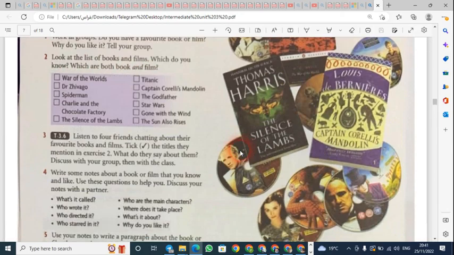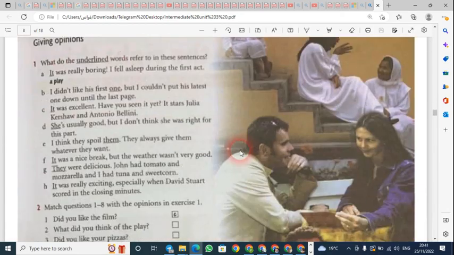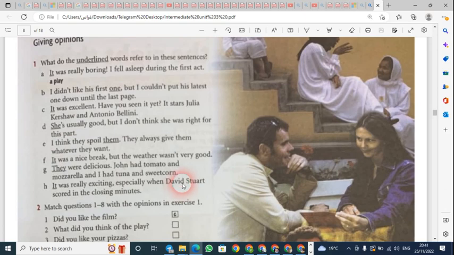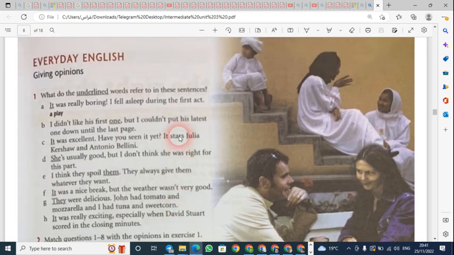The last thing in this unit that we are going to study would be everyday English, giving opinions. This is homework. What is the idea here?